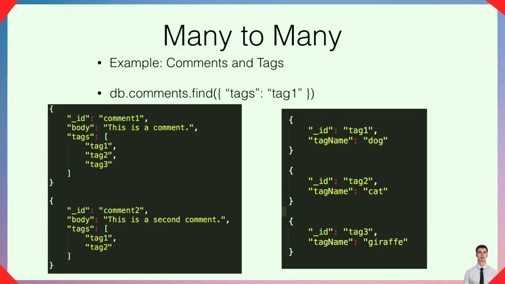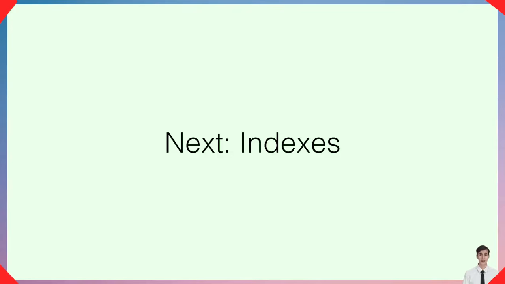And so if we want to find all the comments that contain a particular tag, we do something like db.comments.find, where tags contains tag1. And that would get us what we want. So that's an optimal way of structuring many-to-many relationships in MongoDB. So that's all for relationships in MongoDB. Next up, we'll be talking about indexes.